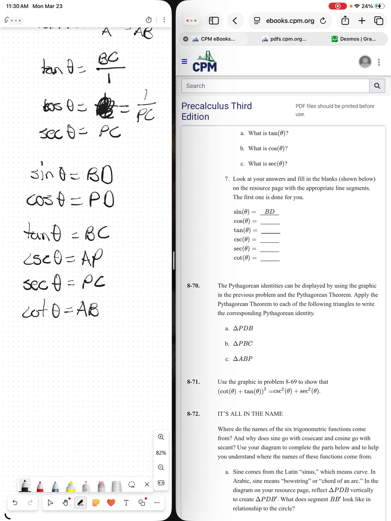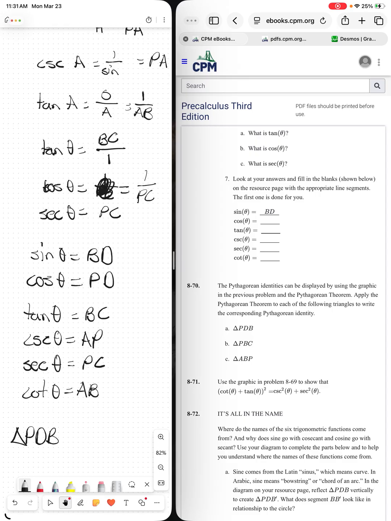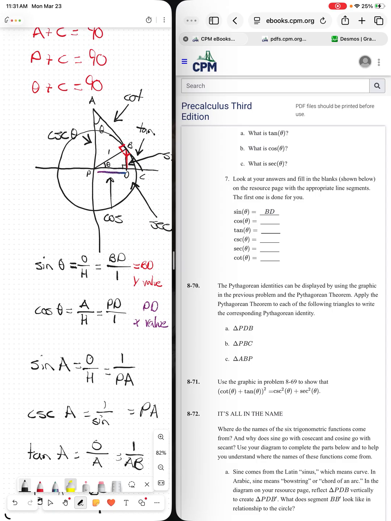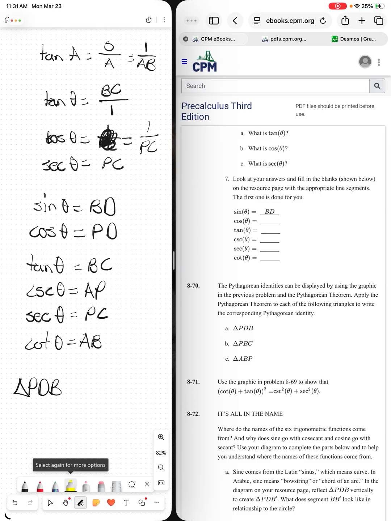Next, the Pythagorean identities can be displayed using the graphic in the previous problem. Apply the Pythagorean identity to each of the following triangles and write the corresponding identity. So triangle PDB, right here, a Pythagorean triangle. So it's sine squared plus cosine squared equals 1 squared.